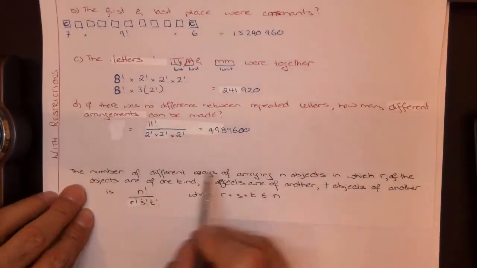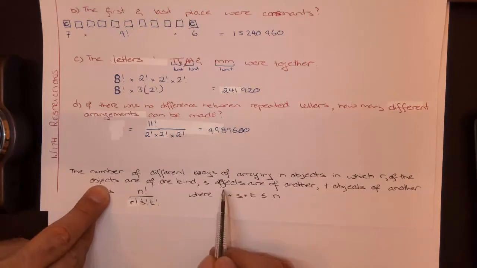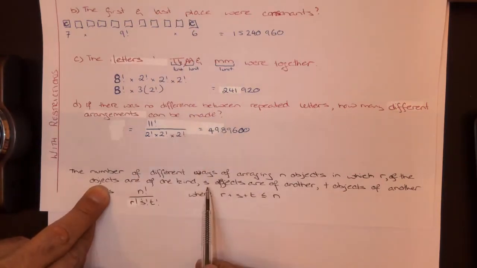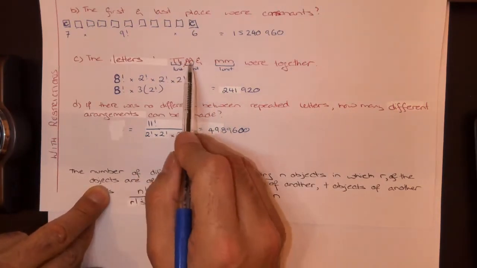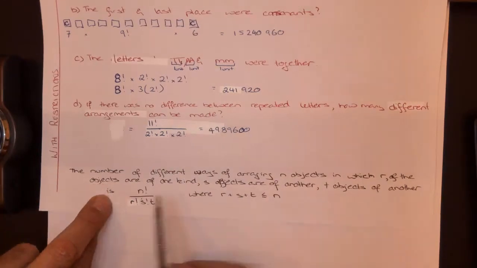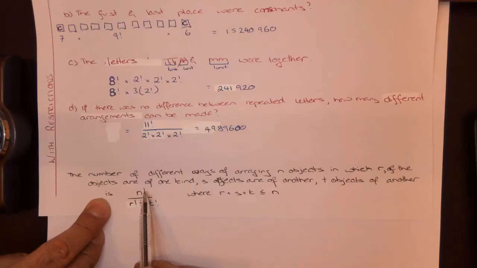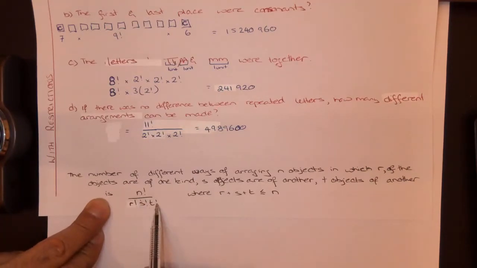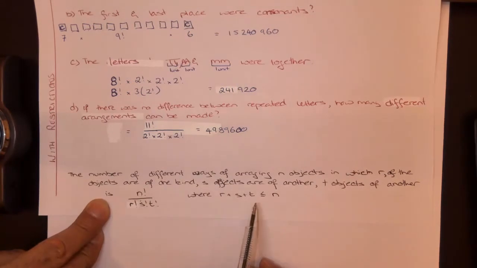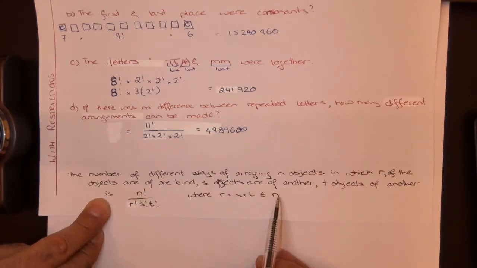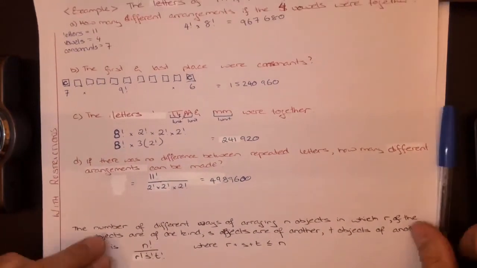Yep, so the number of different ways of arranging n objects in which R of the objects are of one kind, such as the 2 T's, S objects are of another kind, 2 A's, and T objects are of another, such as 2 M's, is n factorial, so all of them, divided by R factorial times S factorial times T factorial, where R plus S plus T has to be less than or equal to n. Okay.